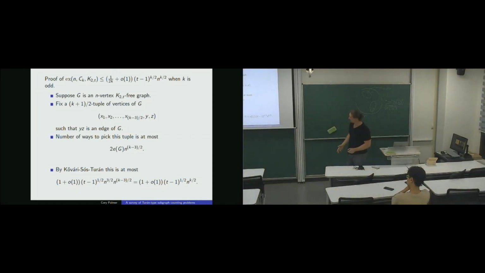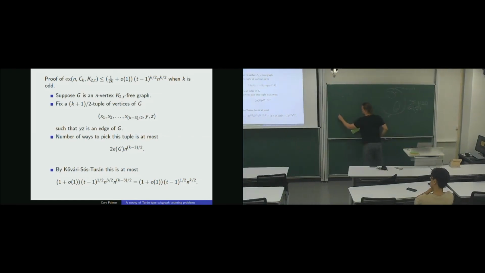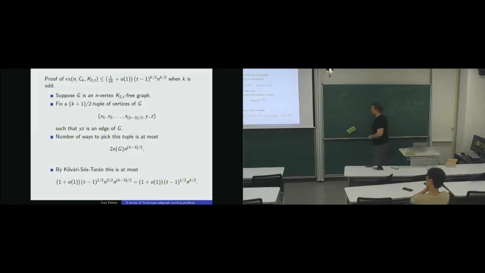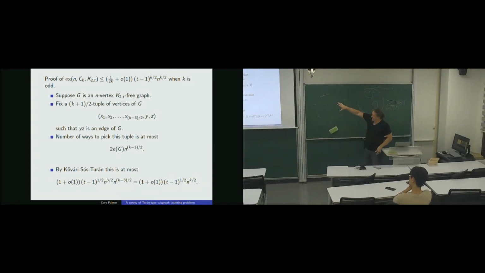Now that I've picked the tuple, I'm going to show this in the next slide, but it's better to arrange the tuple in a circle like this. Here's the edge here, and this is basically half of the vertices of the cycle. Actually, it's a little bit more than half the vertices of the cycle.